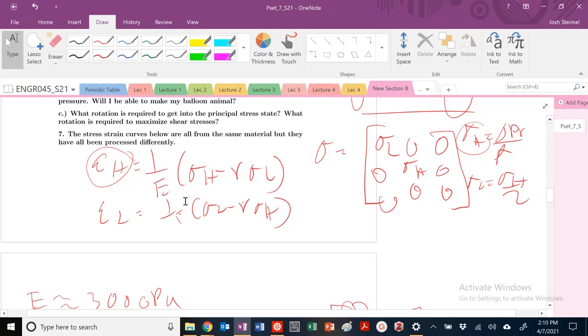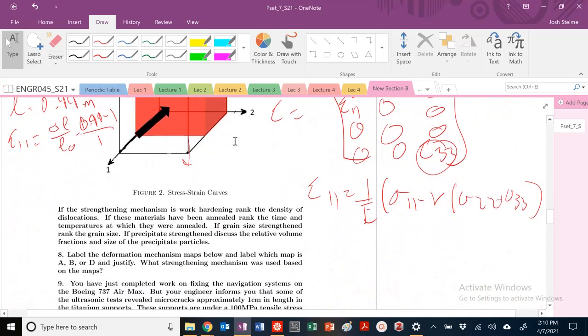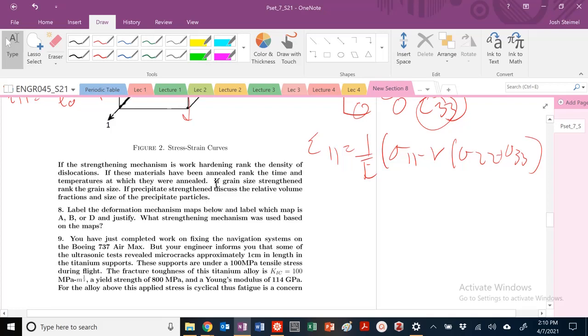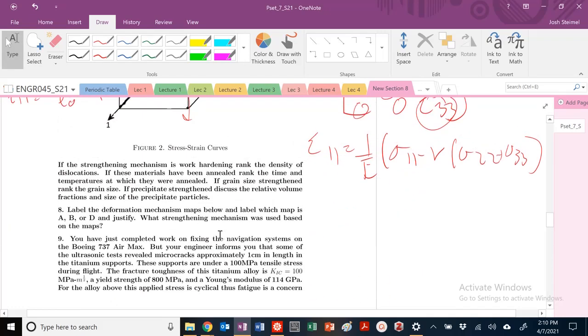Stress-strain curves below are from the same material, but they've been processed differently. If the strengthening mechanism is work hardening, rank the density of dislocations. If we're work hardening, we know that sigma y is proportional to the density of dislocations to the 1/2. So the highest yield strength is A. So A has the highest, then B, then C, then D. So D has the lowest amount of dislocations.